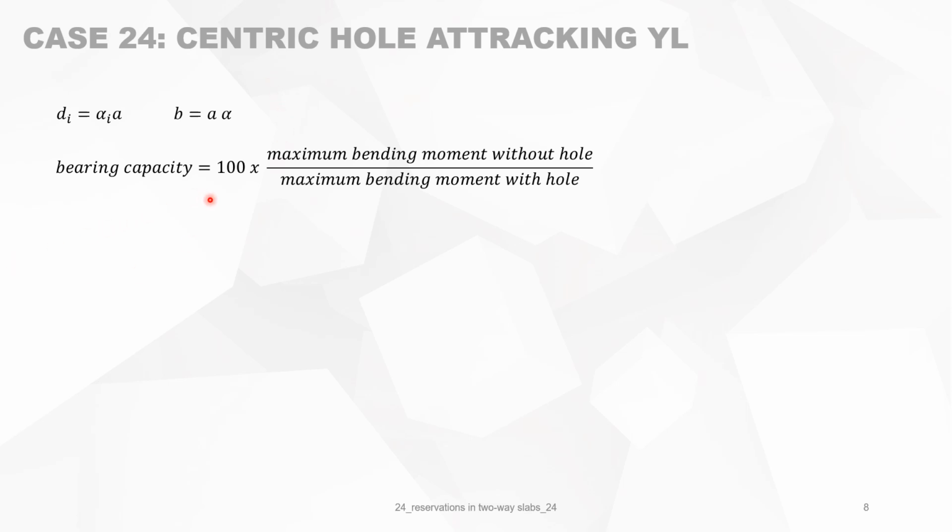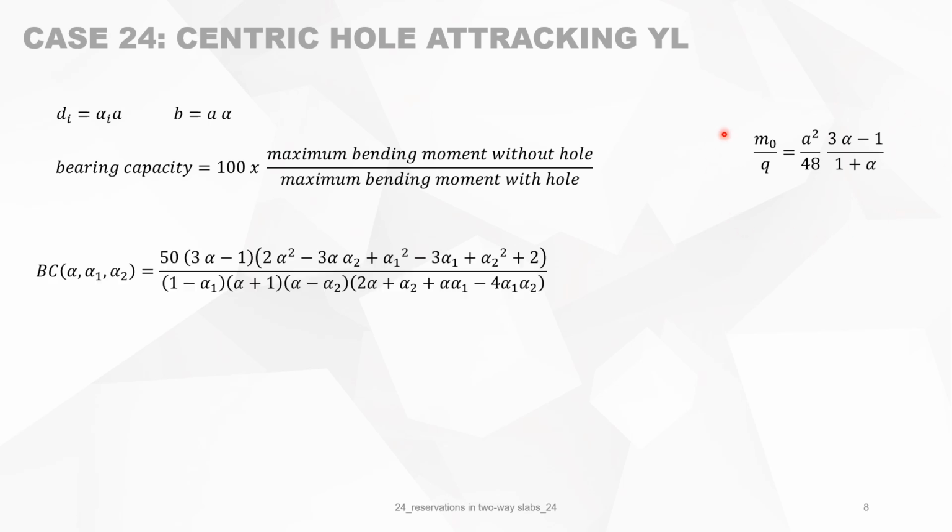The bearing capacity is defined as 100 times the maximum bending moment without the hole divided by the maximum bending moment with the hole. The maximum bending moment without the hole, you've seen that in the previous video. It's M0 divided by Q equals this. So the bearing capacity can be calculated and is now equal to this formula. You see in this formula that, of course, this cannot be negative, so A must be bigger than D1, and here B must be bigger than D2.